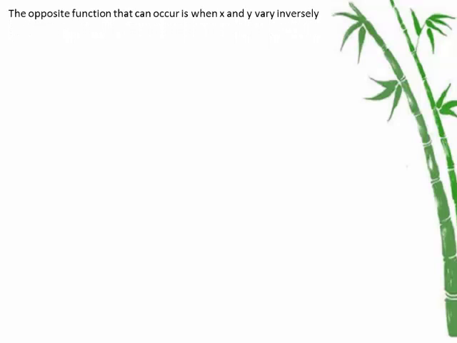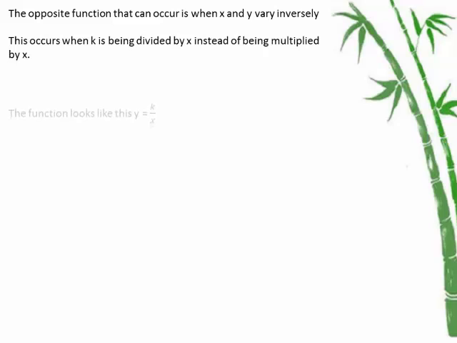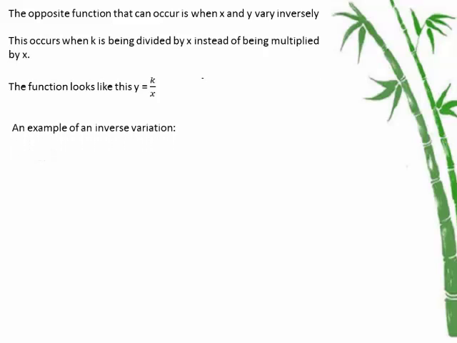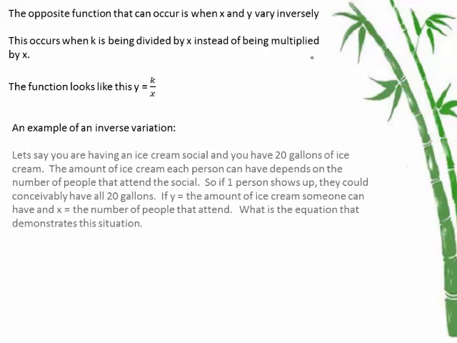Okay, the opposite function that can occur is if x and y vary inversely. And this is when k is being divided by x instead of multiplied by x. So the function would look like this: y is equal to k over x. Okay, so examples of an inverse variation.